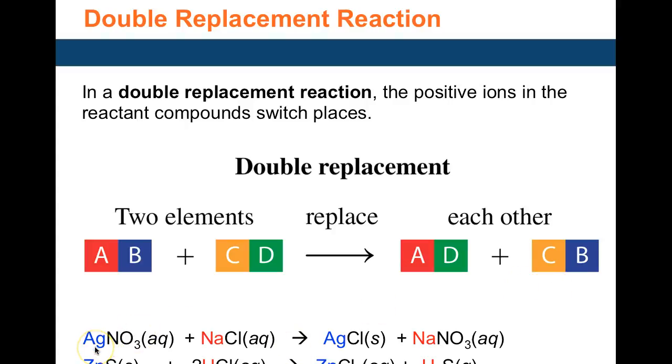So silver nitrate, extreme left to extreme right, so it forms AgCl, which is not soluble in water, it comes out, and then the sodium and the nitrate stay in solution. So this is called double replacement.